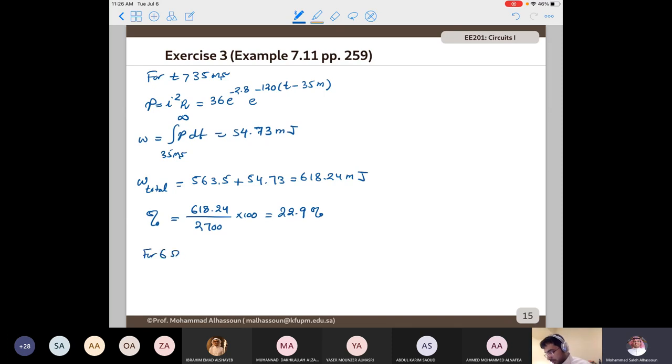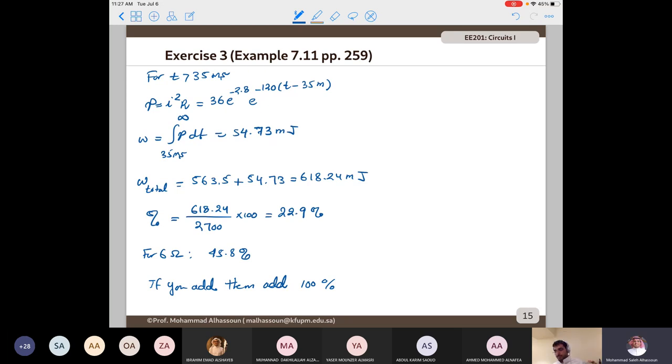For the 6 ohm resistor, if you do the calculation, you will end up with 45%. Now, if you add the energy dissipated in the 6 ohm resistor plus the energy dissipated in the 3 ohm resistor plus the energy dissipated in the 18 ohm resistor, you should get 100%, which means that the initial energy stored in the inductor is completely dissipated in these 3 resistors.